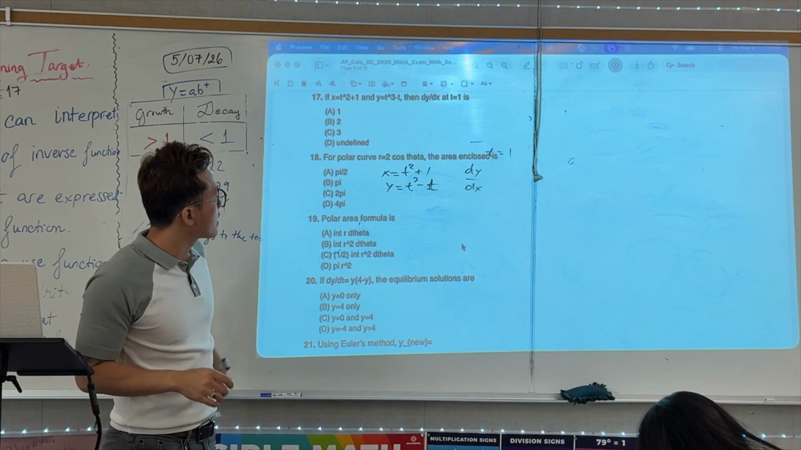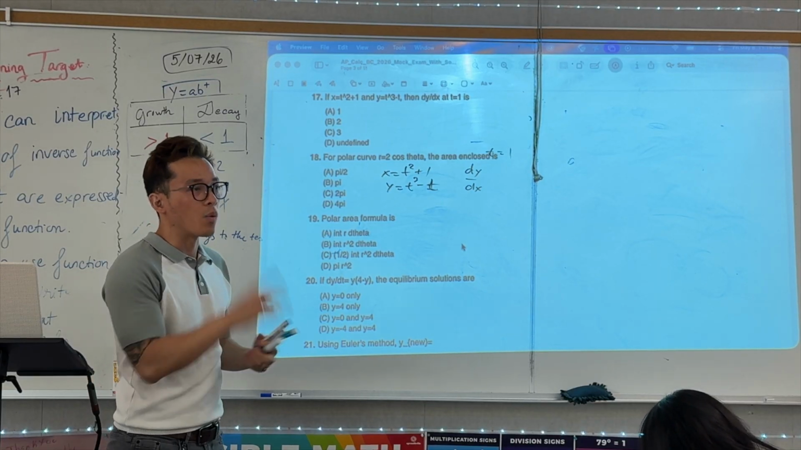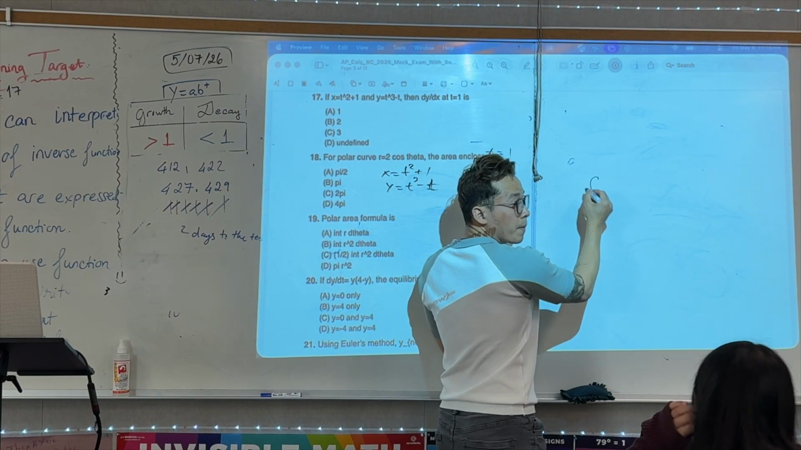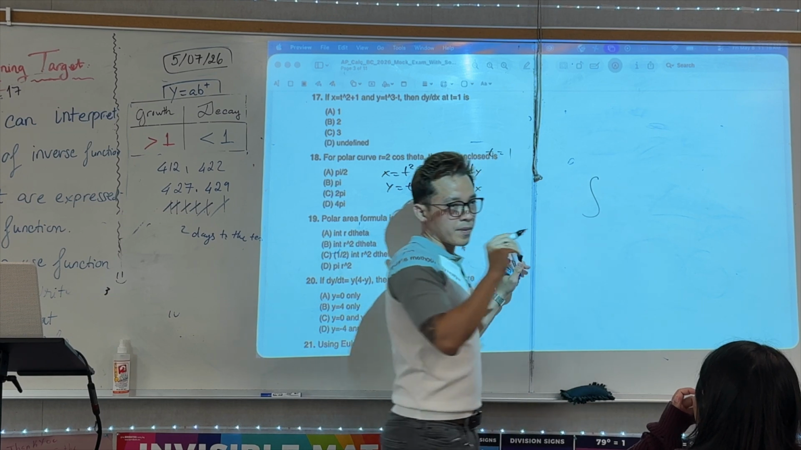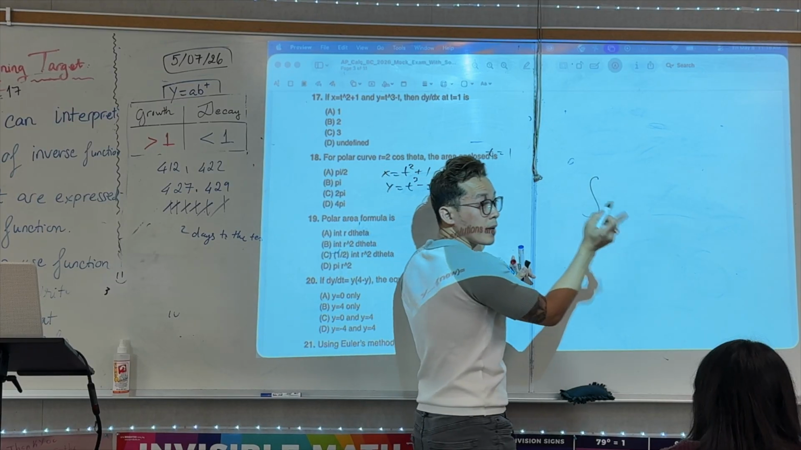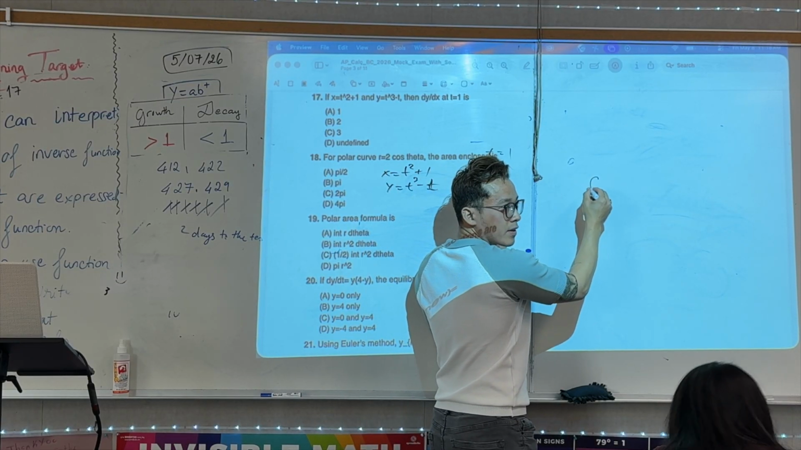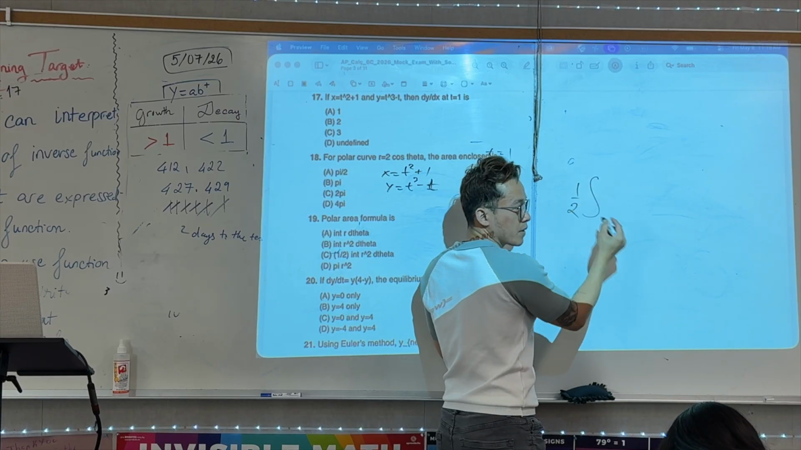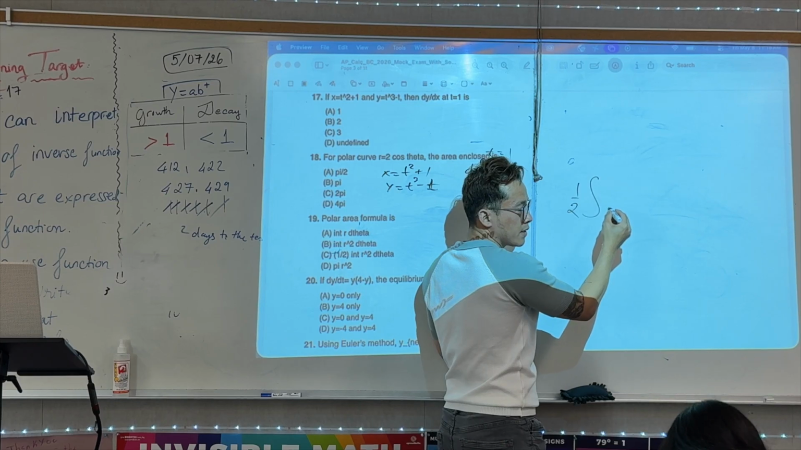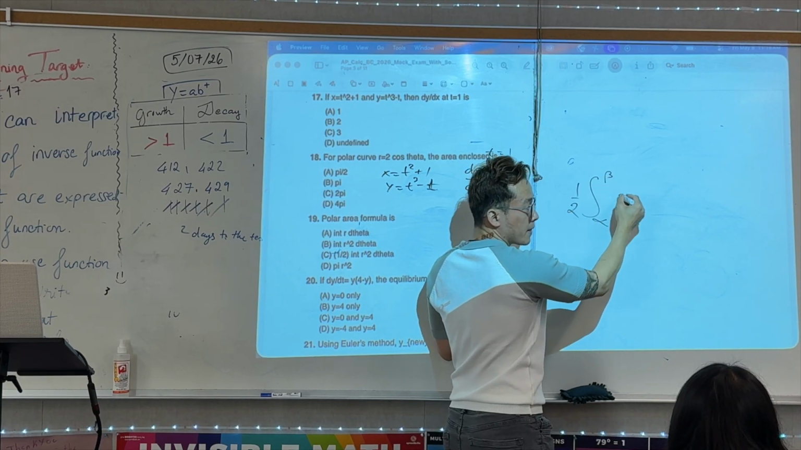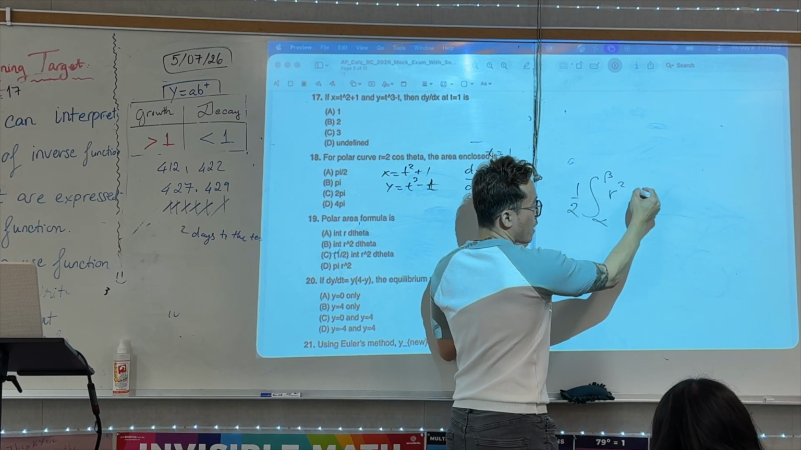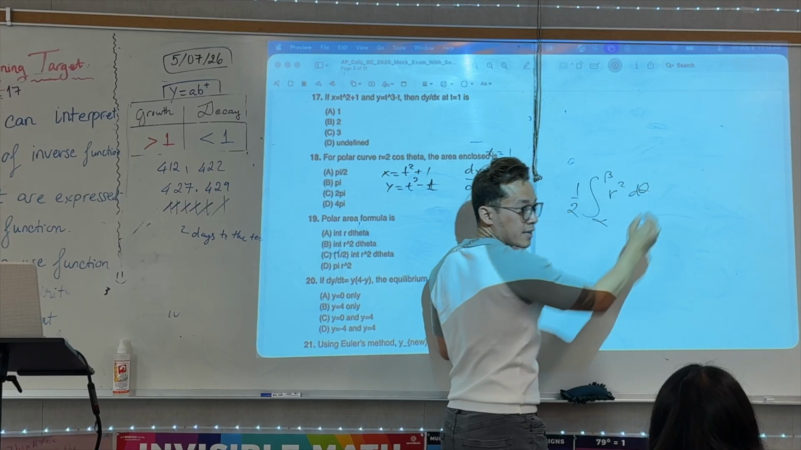So let's do polar. Area enclosed. You remember the area? What is the area of the polar? Formula. I recommend writing all the formulas the night before, so memorize it. What is the area of polar? No square root. Alpha, beta, sigma, 1/2 of what? r squared d theta.